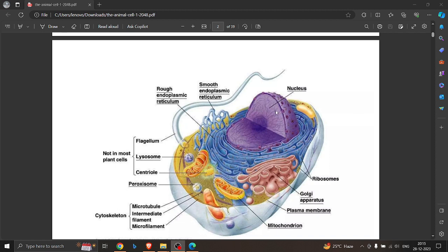You can see here the nucleus, ribosomes, Golgi apparatus, plasma membrane, mitochondria, cytoskeleton, which includes microtubule, intermediate filament, microfilament. Here, if you see, not in most plant cells, that is flagellum, lysosome, centriole, peroxisome, rough endoplasmic reticulum, smooth endoplasmic reticulum. This is the animal cell.